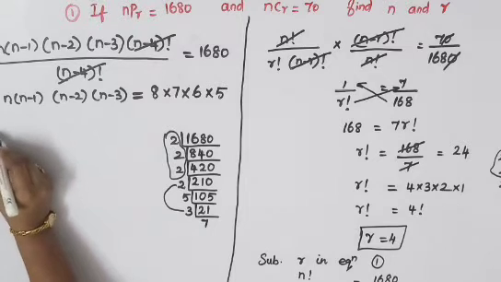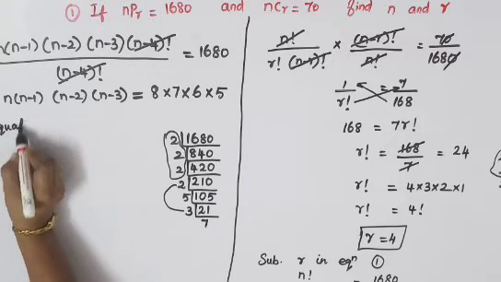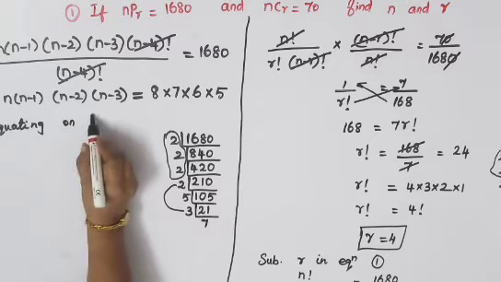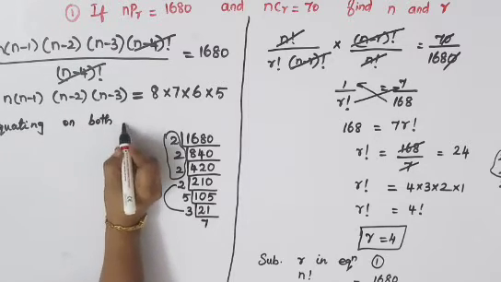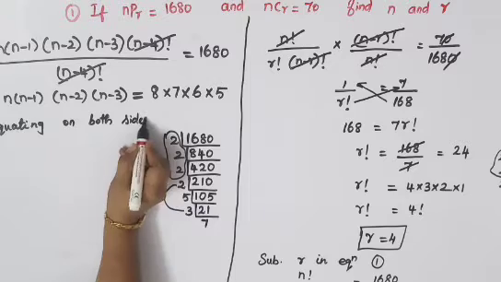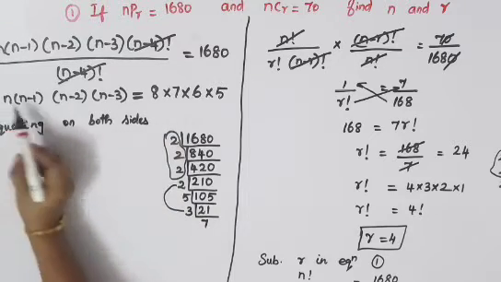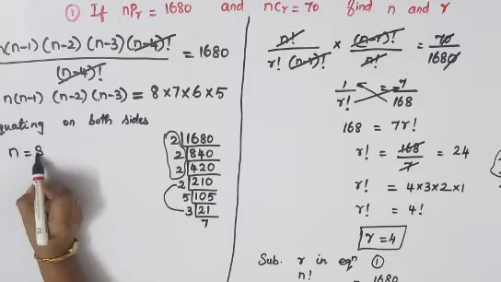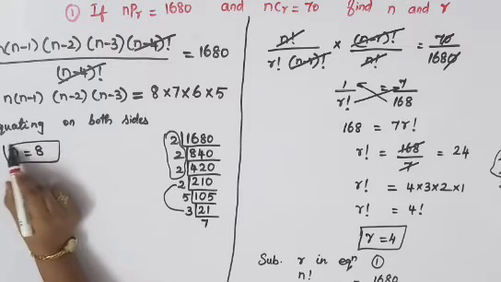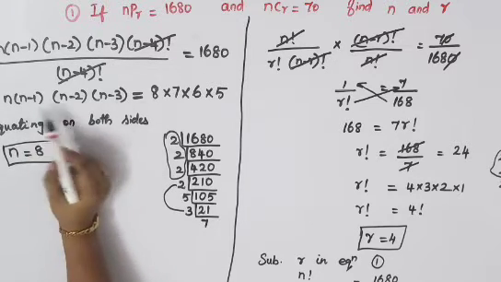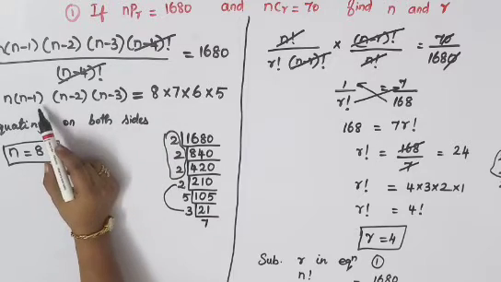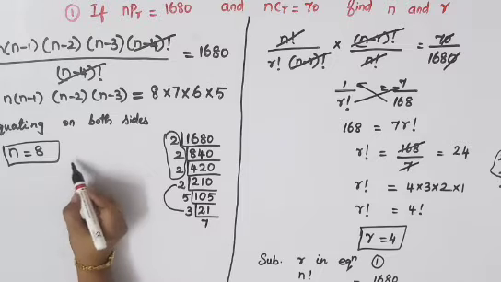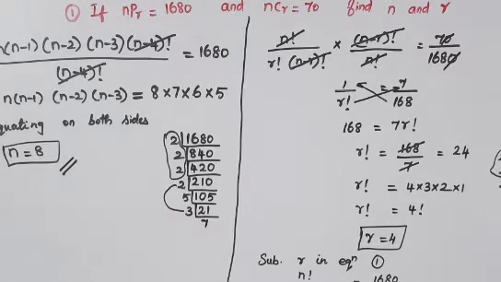Now equating on both sides, straight away n is equal to your first value, so you can declare n is equal to 8. If you want, you can do it with the other three terms also, and you will get the same answer, 8. So n is equal to 8 is the answer for the first question.